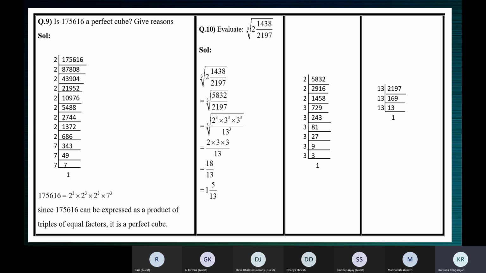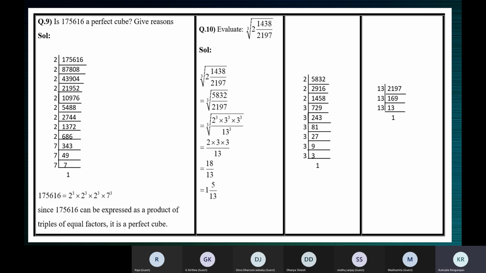Now, when you take the number 12,167, it is a perfect cube. You try to divide by 2, 3, 5, 7, 11, 13, 17, 19, not divisible. It's divisible by 23. And 23 is a prime number.